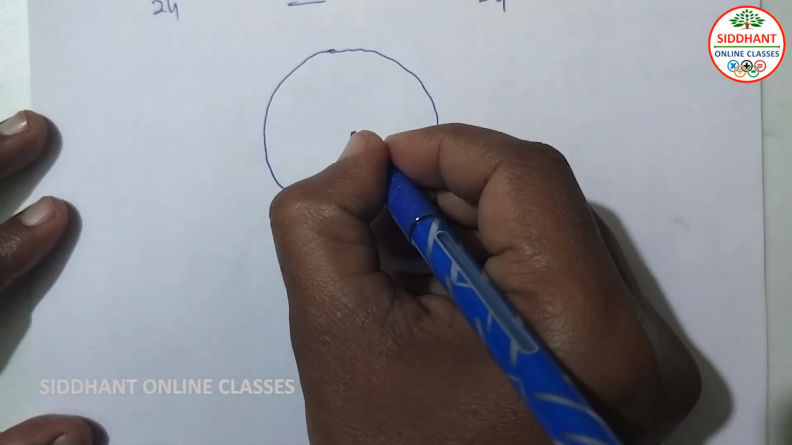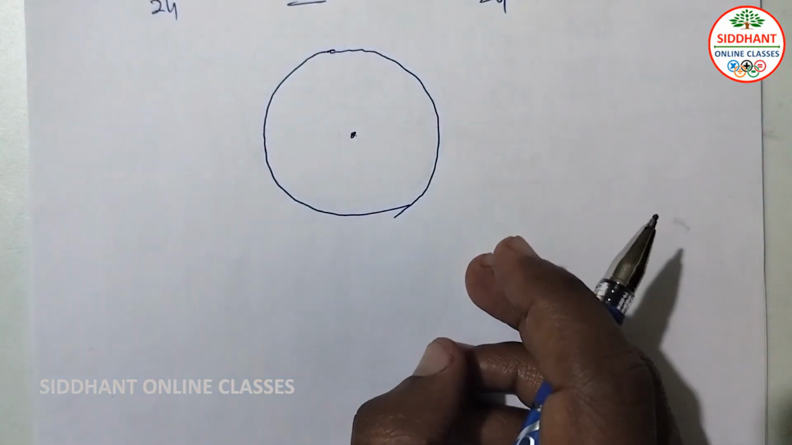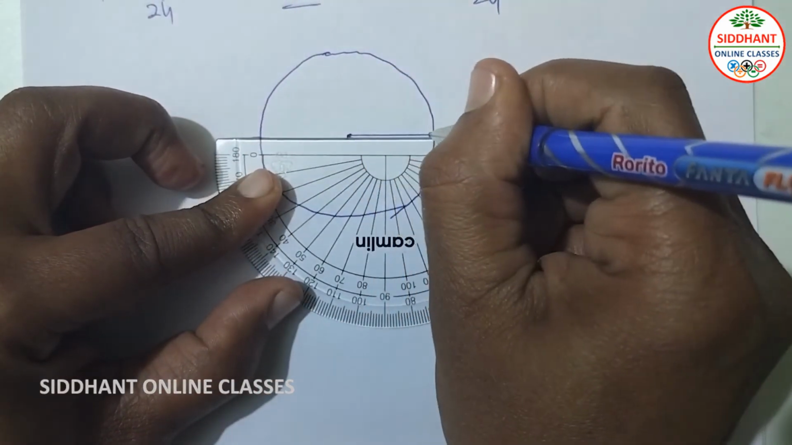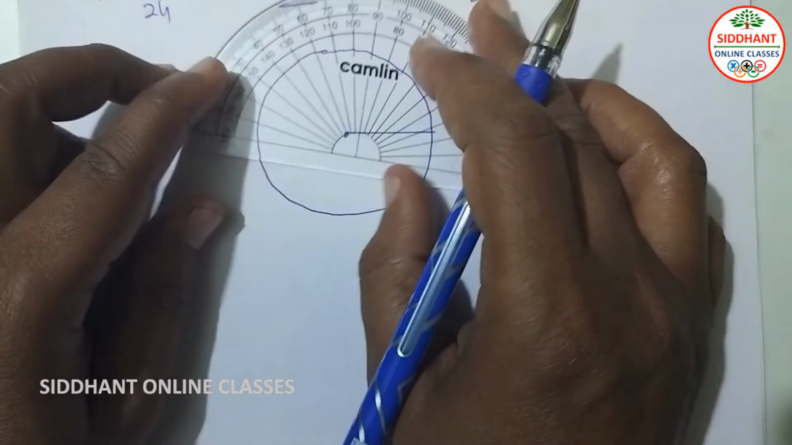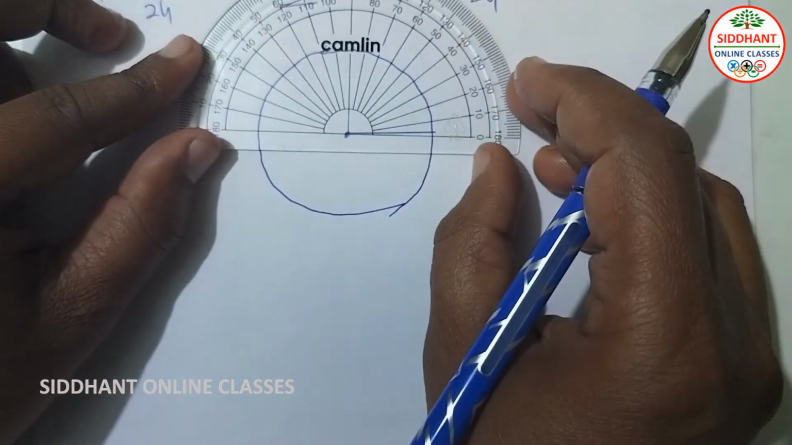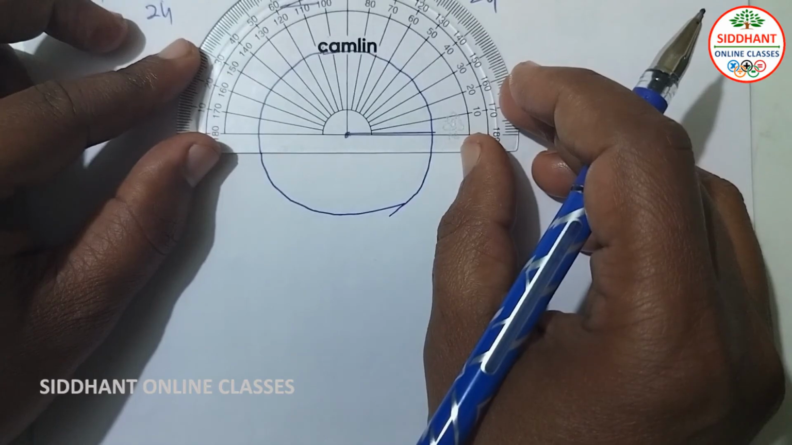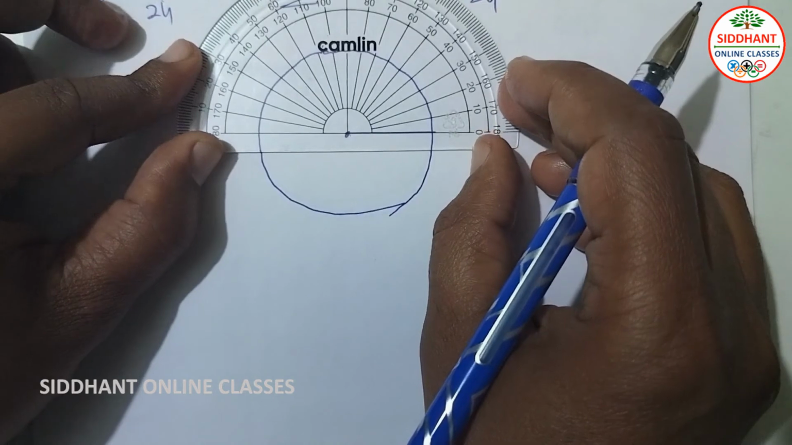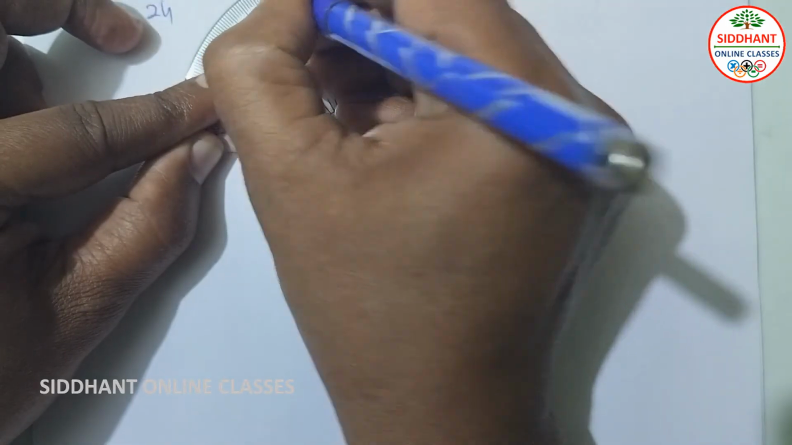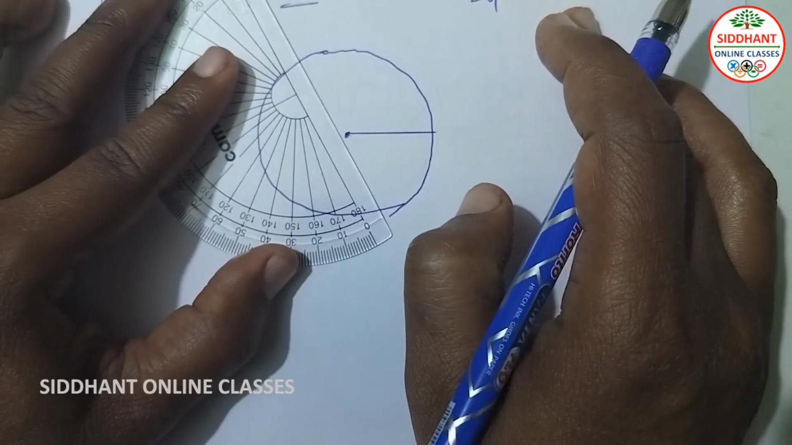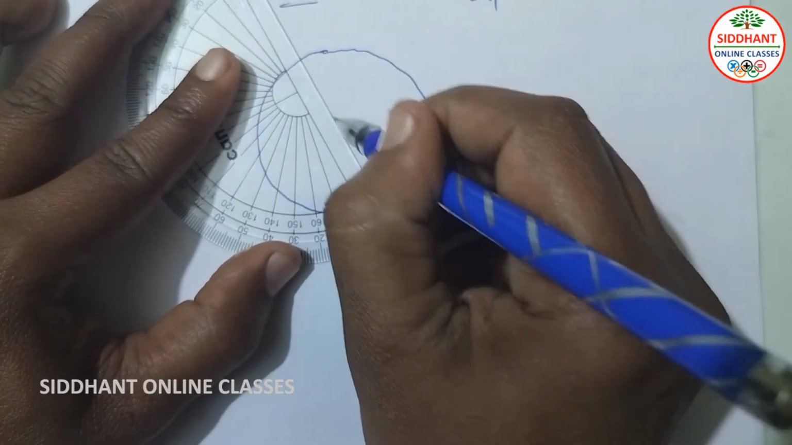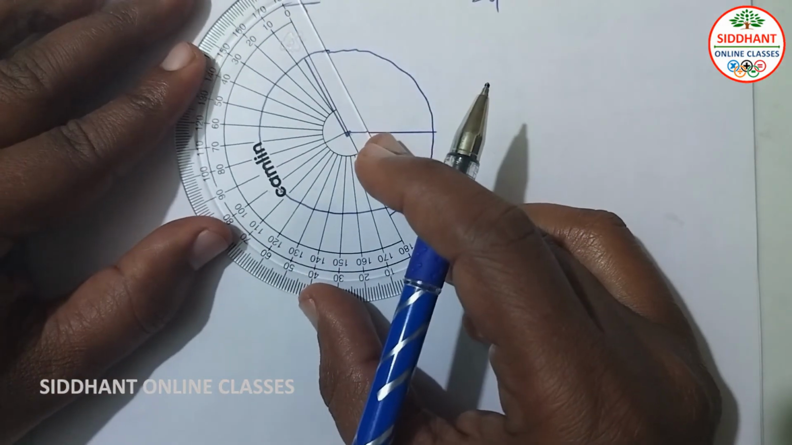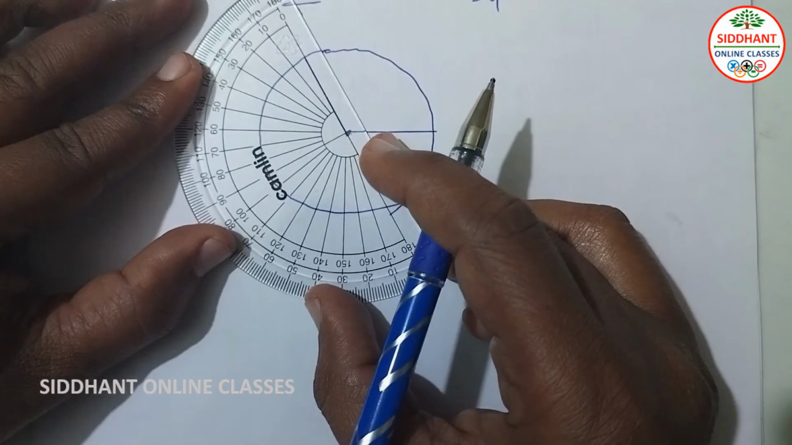let it be the center point. Take the baseline here. Now let's draw here. First we are going to draw 120 here. So this point will be 120. So we draw here 120. Next taking baseline here and we draw 90 degrees.